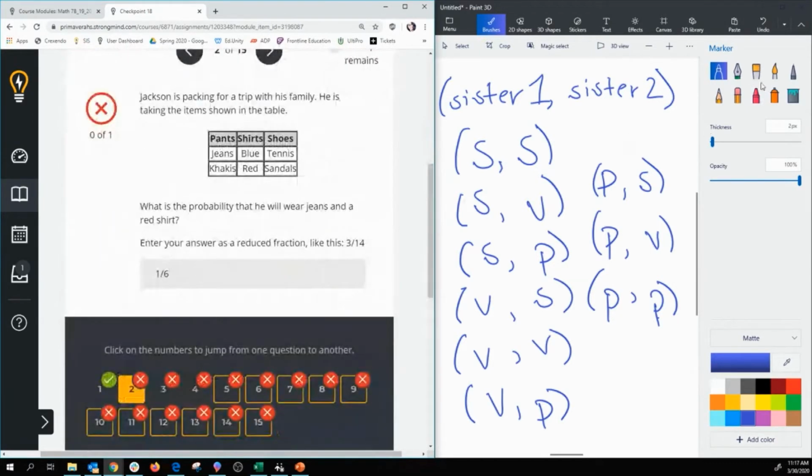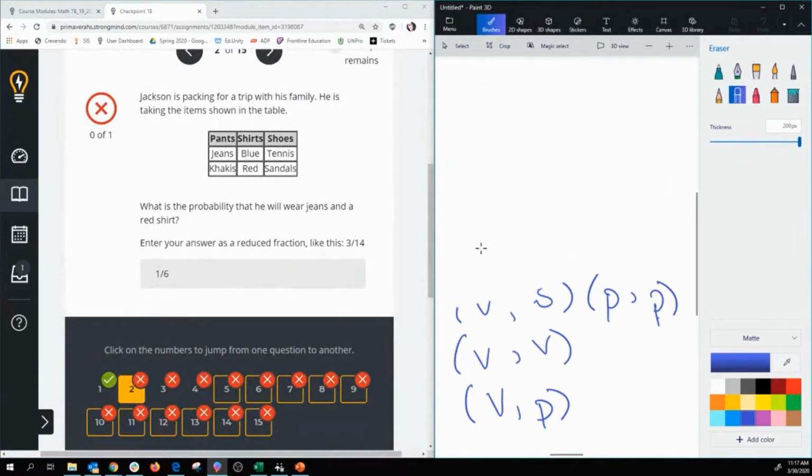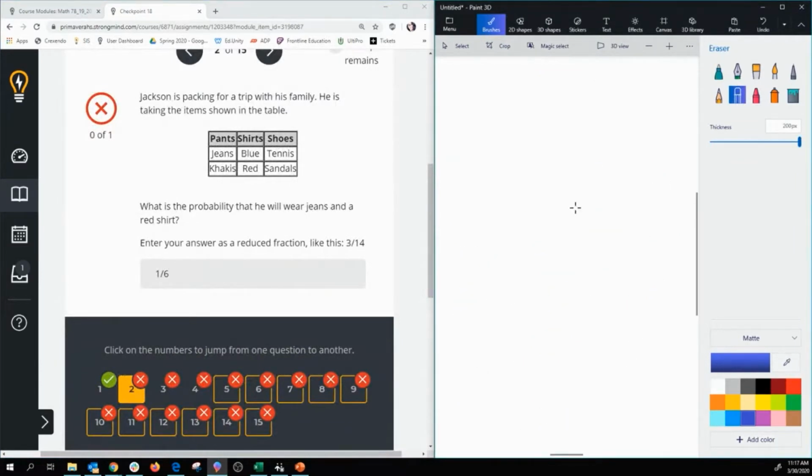This says that Jackson is planning a trip for his family. He is taking the items shown in the table. What's the probability he will wear jeans and a red shirt?